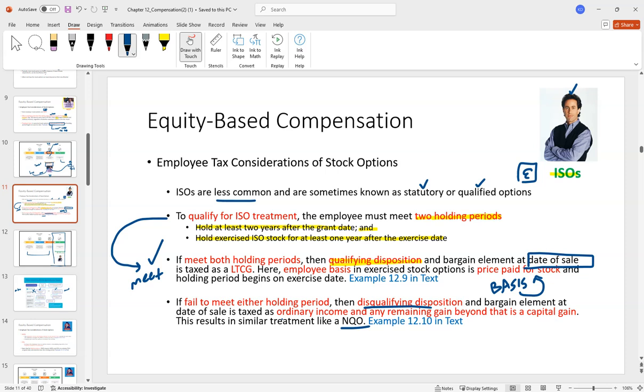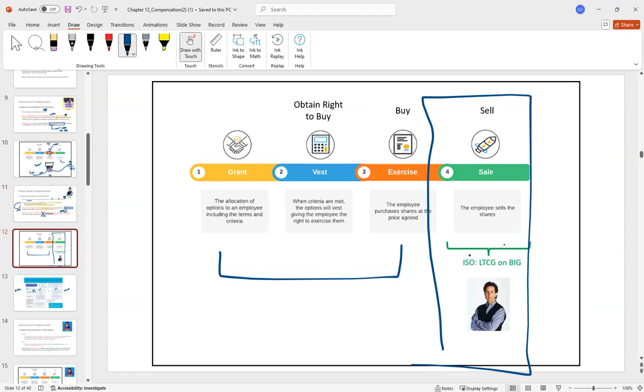You can look at 12.10 there. Less concerned with that for the exam, right? If I'm going to test the ISO, I'm going to test what it is, not what it's not. I mean, it can be a disqualifying disposition, but I want you to know more of the basics, right? Long-term capital gain when they sell it, basis is what they paid for it.